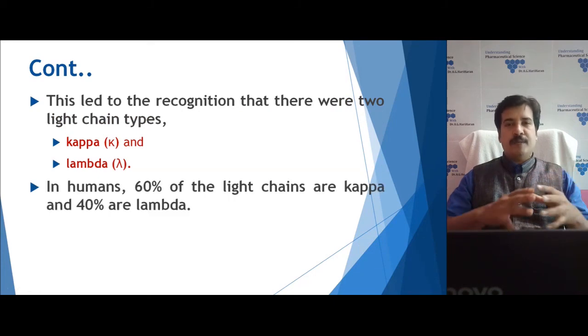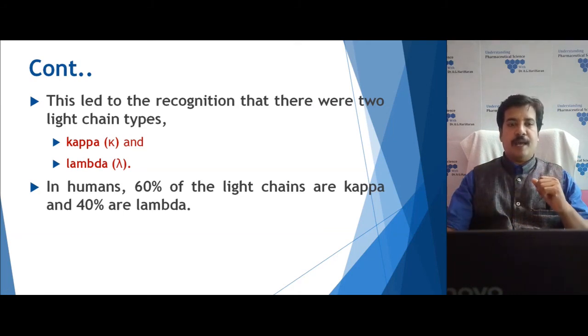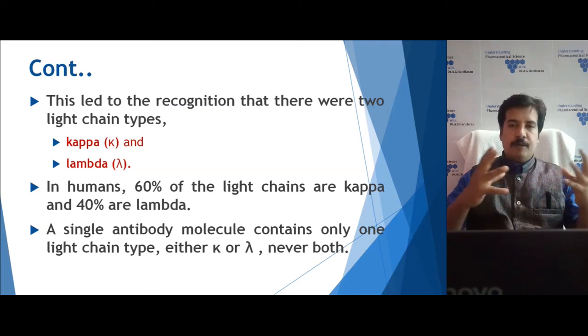So in humans, 60% of the light chains are kappa in nature and 40% are lambda in nature. A single antibody molecule contains either a kappa or a lambda, but not both. Similar to immunoglobulin G and A, like the heavy chains. This is the basic classification of the immunoglobulins.